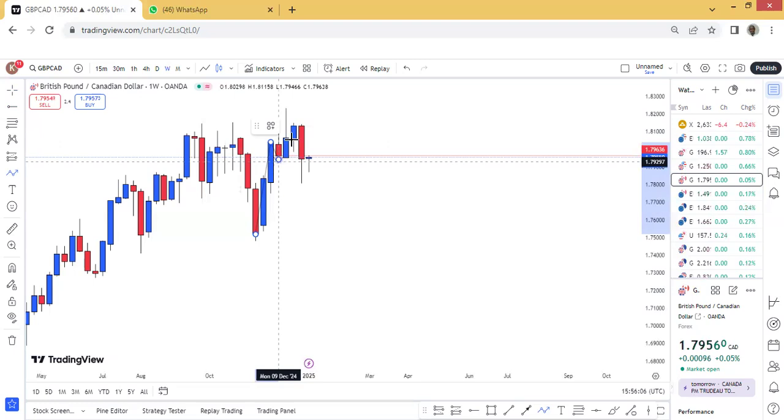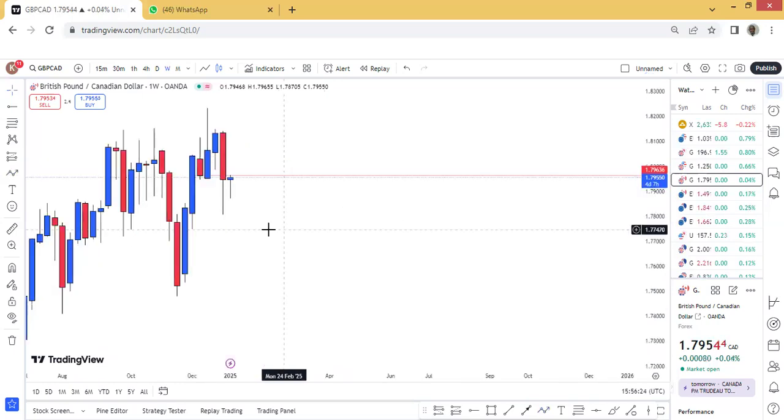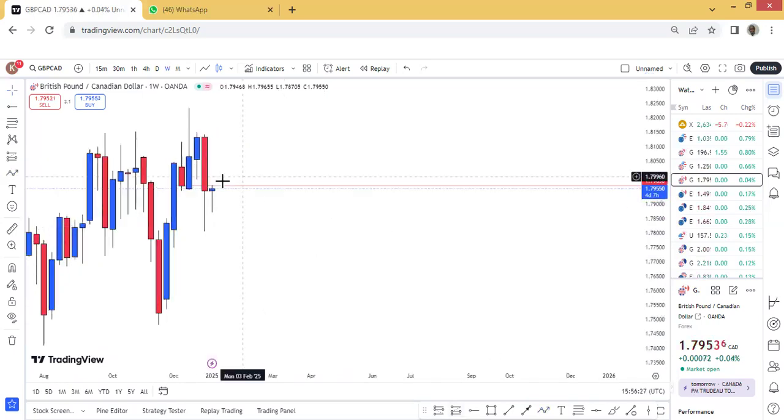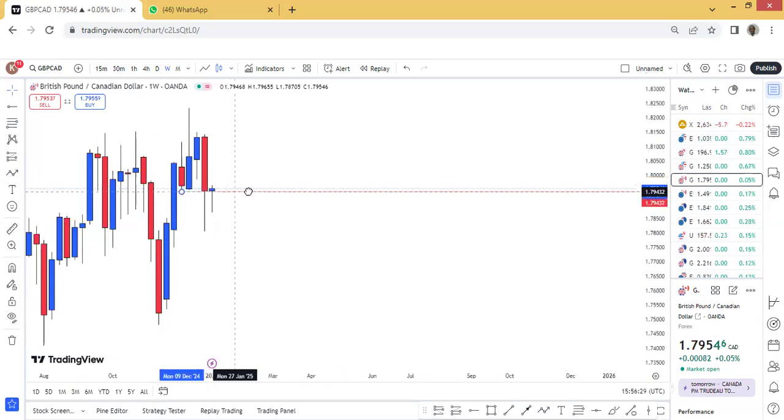Then from this level, we broke it and formed a higher high. And from that higher high region, we dropped to break this level again. So we are bearish on the weekly. So this will be my lower low level.